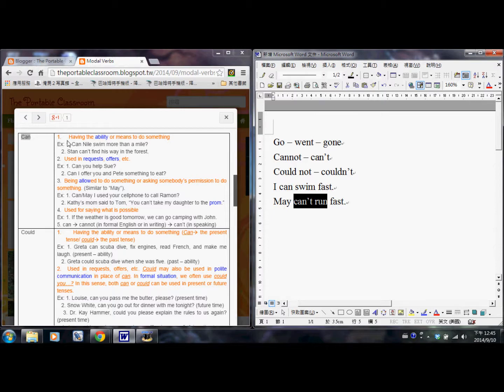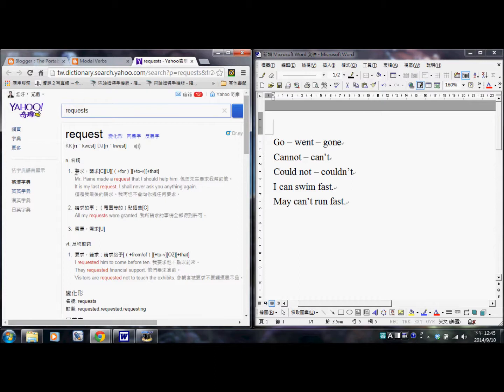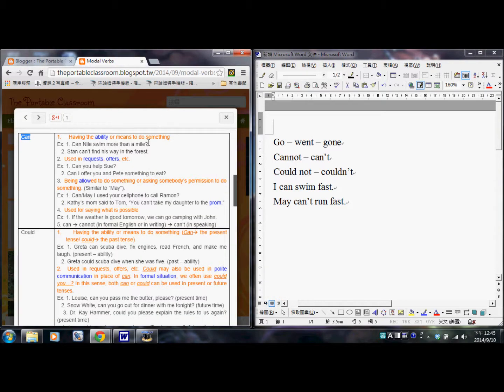So first of all, we can use can to talk about a person's ability. Look at the following two examples. Can Nell swim more than a mile? Stan can't find his way in the forest. Number two, we can use can in requests or offers. What does request mean? Click the link. Request means this. 请求, 要求.